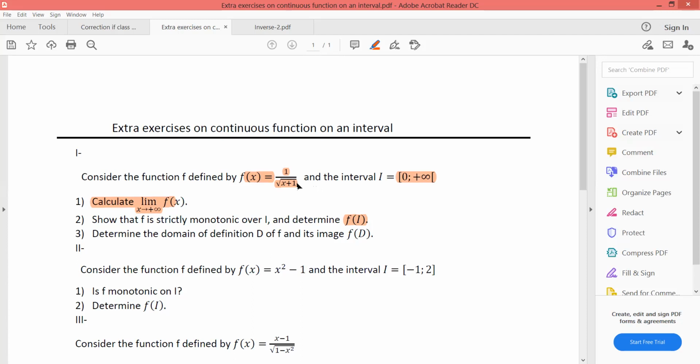Infinity, no, 0. The limit at infinity is 0. What will be the image of the interval? At 1, 0, and at infinity we get 0. What will be the image? 1, 0, 0, 1.